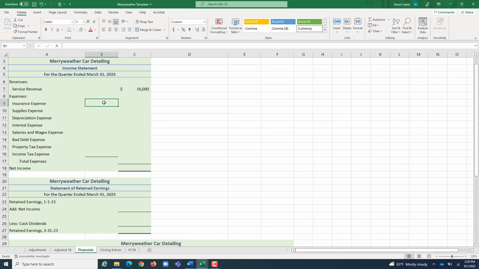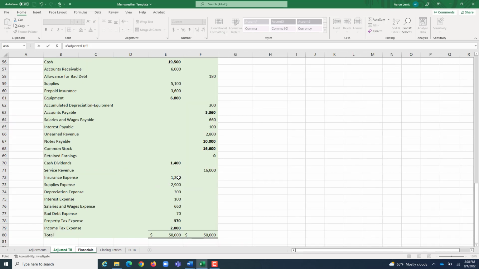What about our expenses? Well, for insurance expense, I can hit equals. I can go back to our adjusted trial balance and see that we have a $1,200 insurance expense. Underneath this, we also have supplies expense of $2,900, depreciation expense of $300, interest expense of $100, and so on and so forth for all the different expenses that we have. We have that listed here.